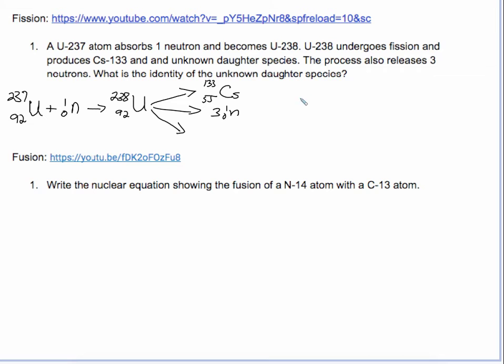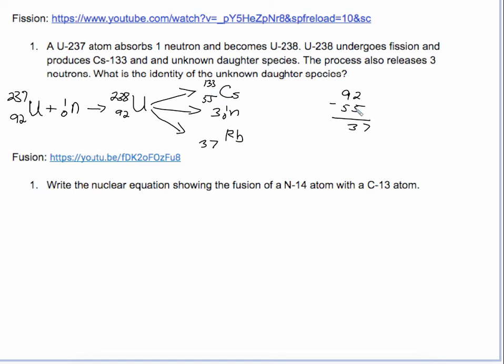To figure out the bottom number, you take 92, which is the original uranium, and you subtract 55, and you're going to get 37. We didn't subtract any for the neutrons because 3 times 0 is 0. We don't have to worry about the neutrons because there's no number there. So 37 is going to be the new atomic number, and if you look on the periodic table, that happens to be rubidium.